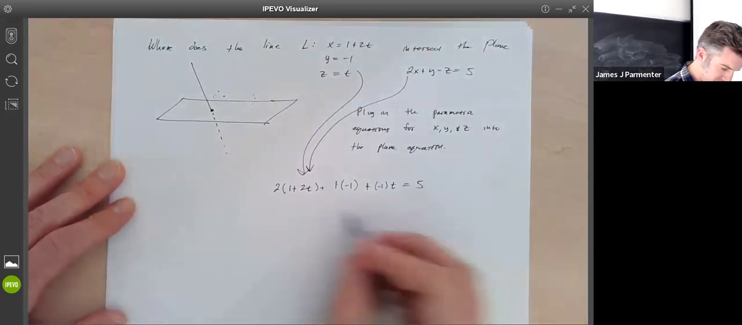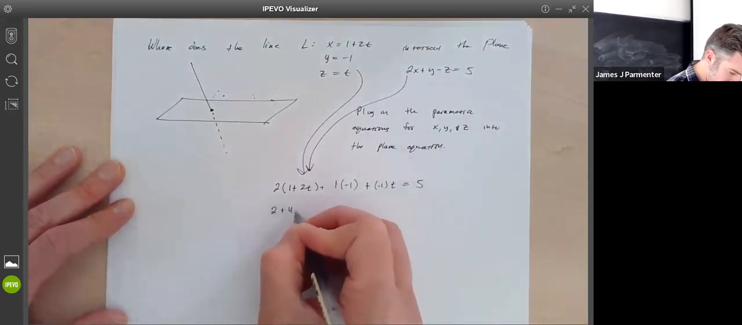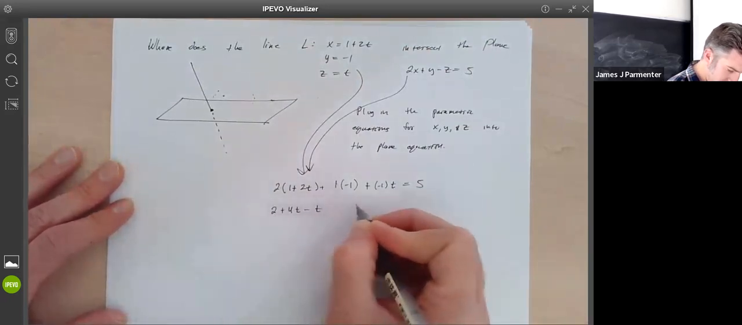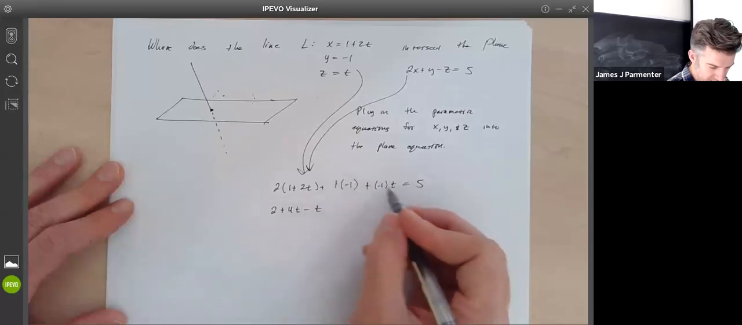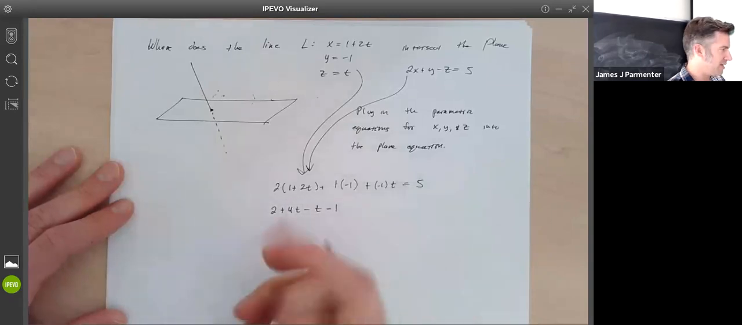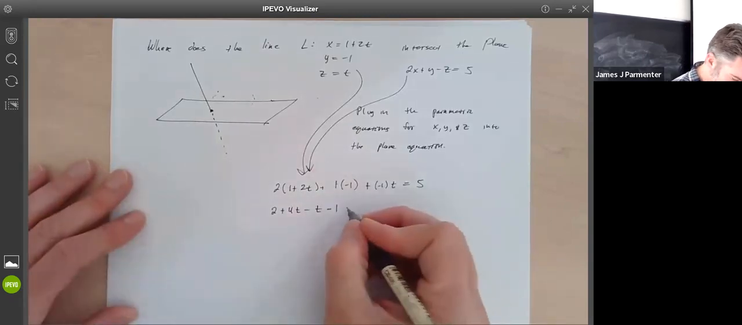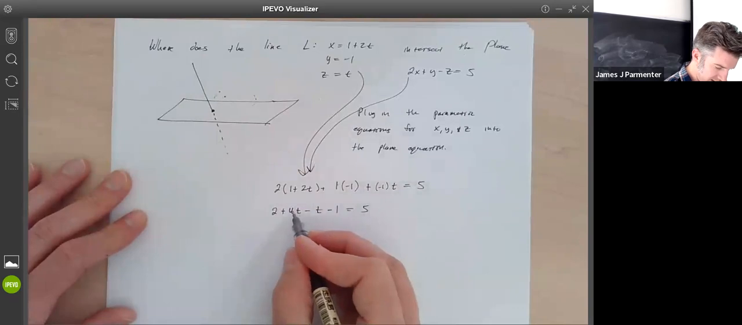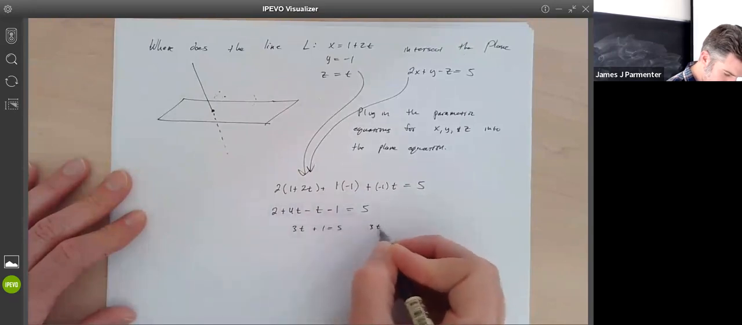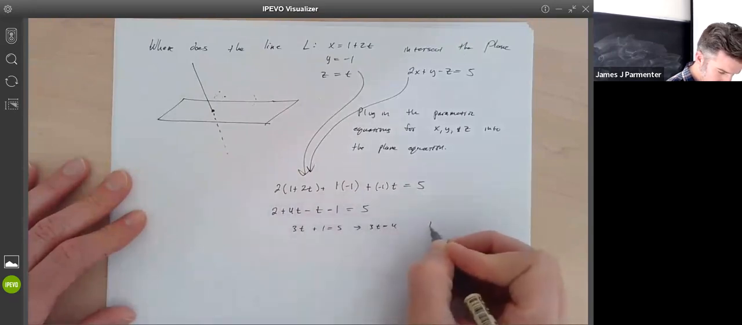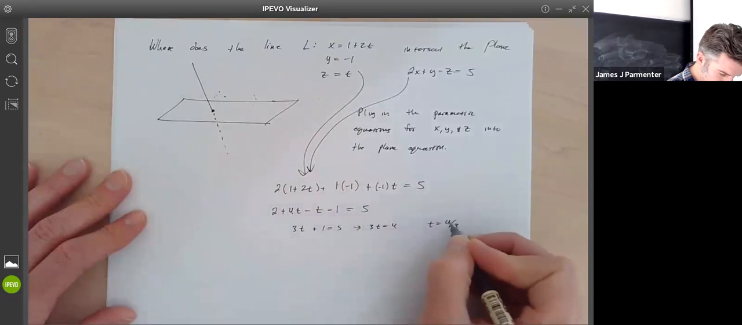And if we solve for t, I've got 2 plus 4t minus t, sorry, minus 1. Well, I'll just do the minus t from there and then the minus 1 over here. Sorry, I got those out of order, but it's still the same. That should equal 5. So then I have 3t plus 1 equal to 5. So 3t equals 4. So t equals 4/3.